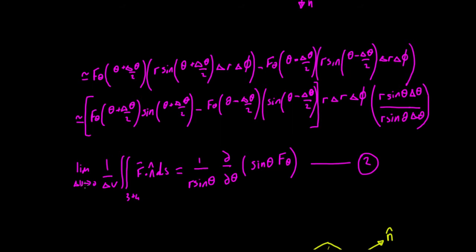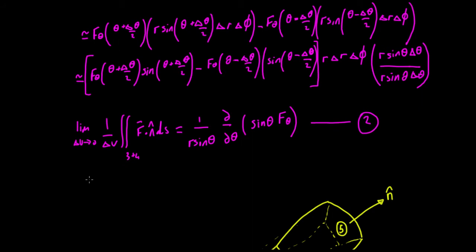So then, in order to get the flux at a point, we take the limit as the volume tends to 0 of 1 upon the delta V. So 1 upon the delta V is this section up here. Our delta phi is going to get subsumed within the partial derivative, and we're just going to be left with 1 upon r sine theta, partial by partial theta of f of theta times sine theta. Okay, so that's the second part of this derivation.